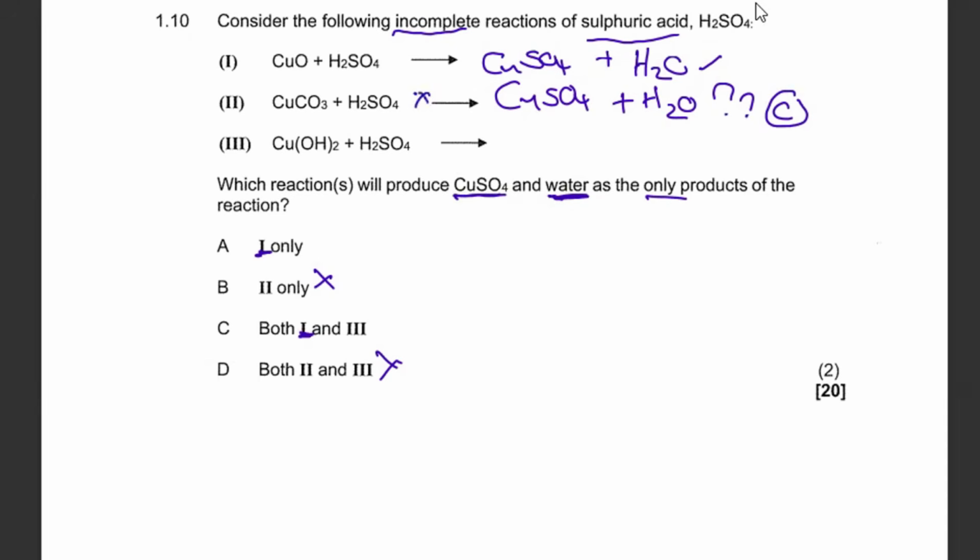So you are left with CuOH plus H2SO4. We need our product to be copper sulfate, CuSO4, plus water, H2O. If we check this out, are there any other products that are going to be formed? According to this, there are no other products being formed. So the correct answer should be both 1 and 3. The correct answer is C, both 1 and 3.